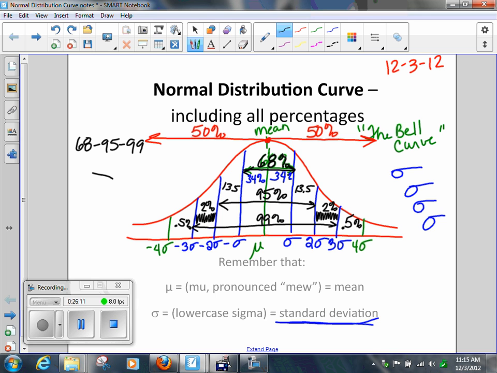and then if you understand how to bust those in half, you've got this nipped. This is all you've got to know: 34, 34, 13.5 on each side, 2% on each side, 0.5.